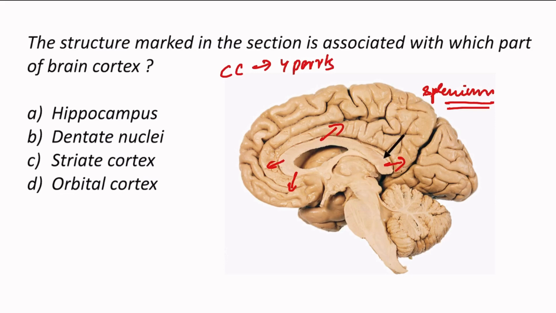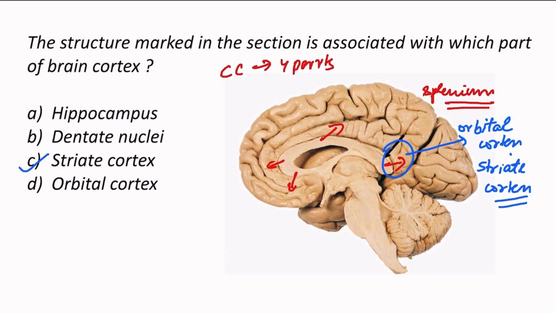Okay, so as you can see, the splenium connects the orbital cortex, and this orbital cortex is also called striate cortex. So the answer comes out as striate cortex. Okay, so basically this rostrum connects the orbital surfaces of the frontal lobe.